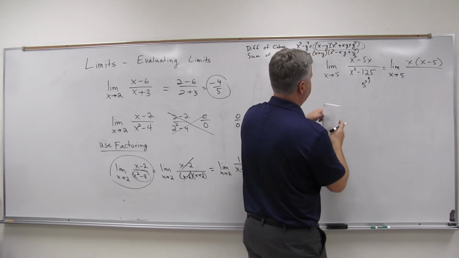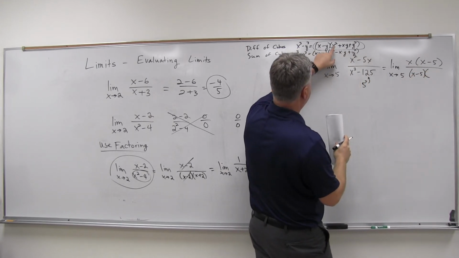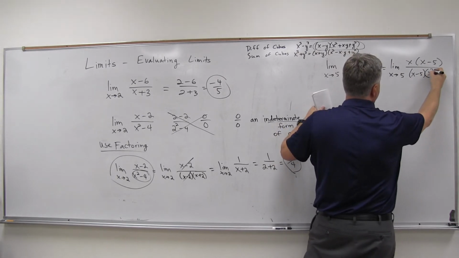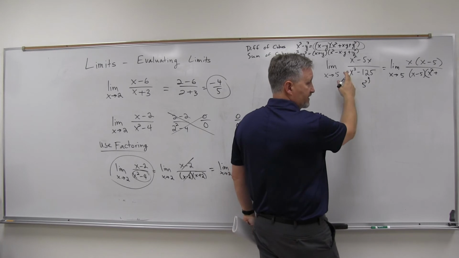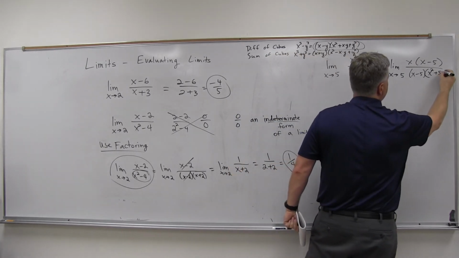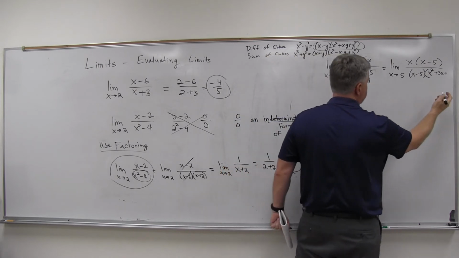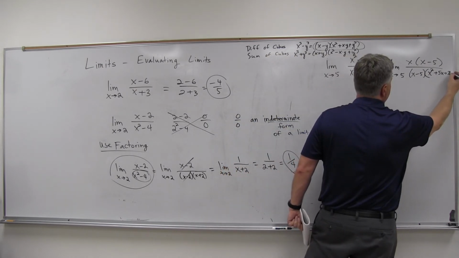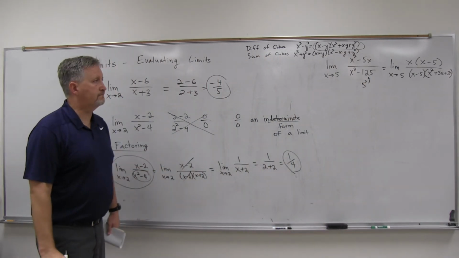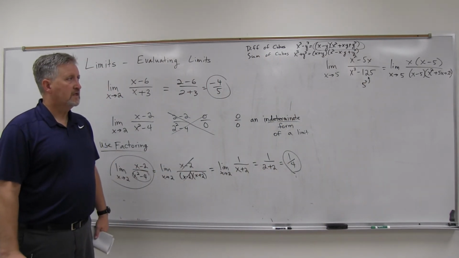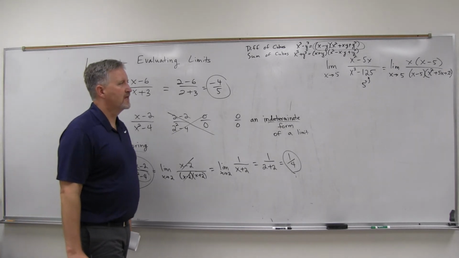So it'd be x minus 5 times x squared, plus x times y, so that'd be 5x, plus y squared, well the y is 5, so it'd be 5 squared, which is 25. Okay? All right. So that one does factor.